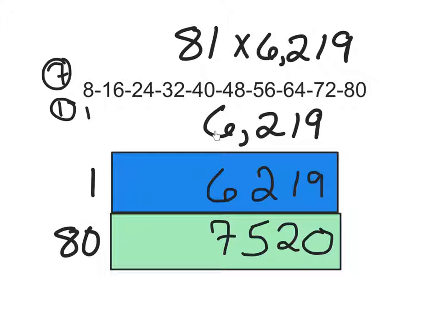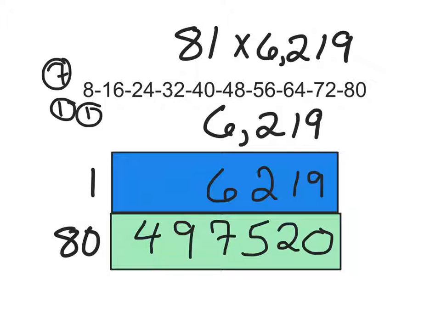8 times 6. 1, 2, 3, 4, 5, and 6 gives you 48. Plus this 1 here will give you 49. Drop your 9 and your 4, and bam, you are all done with your multiplication, my friend.